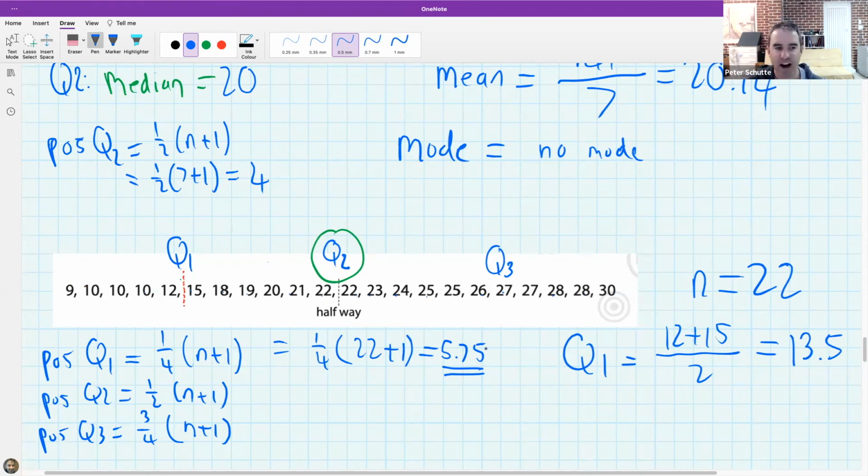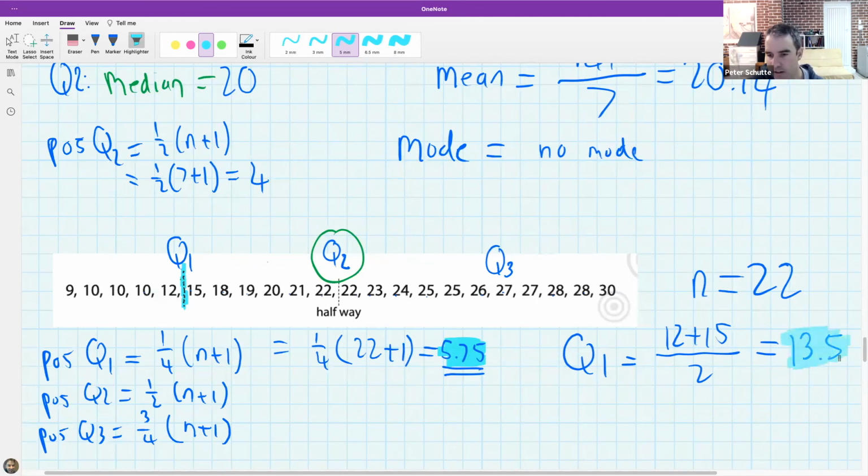Buchle, you're quite right. There is no 5 in the data, but this is finding me the position. This is a position which is between numbers 5 and 6. But in order to find the first quartile, you should get 13.5.